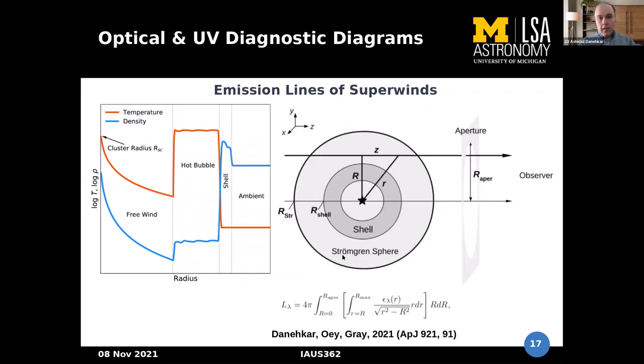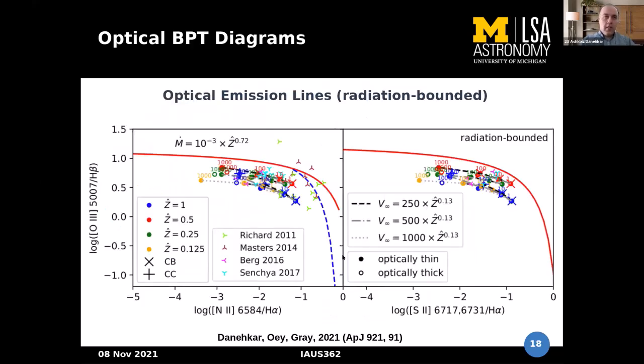And in order to compare with observations, I calculated the luminosity for the radiative bounded model and the density bounded model, and this luminosity is used to build BPT diagnostic diagrams. For the BPT diagnostic diagrams, I plotted oxygen 3 versus nitrogen 2 and sulfur 2.